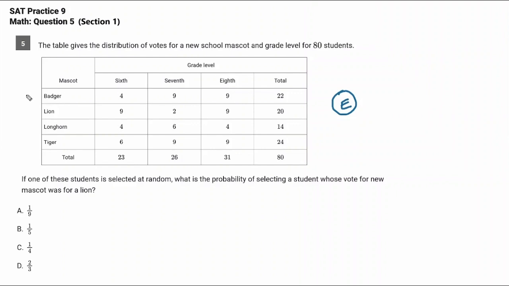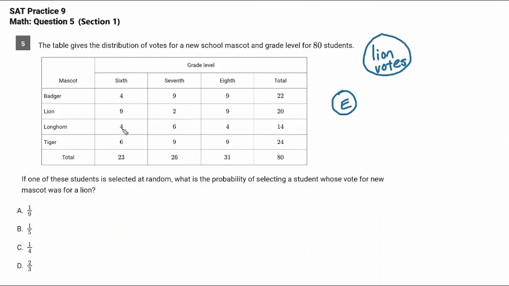The table gives the distribution of votes for a new mascot and grade level for 80 students. If one of these students is selected at random, what's the probability of selecting a student whose vote for a new mascot was for a lion? So what are we looking for? Lion votes. All right, the first thing I want to point out here really quickly is that obviously Badger is the coolest name, and the 6th graders completely killed it.